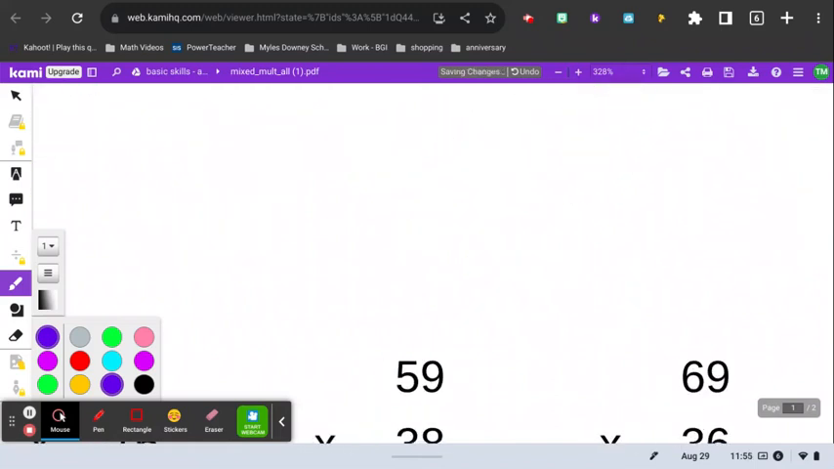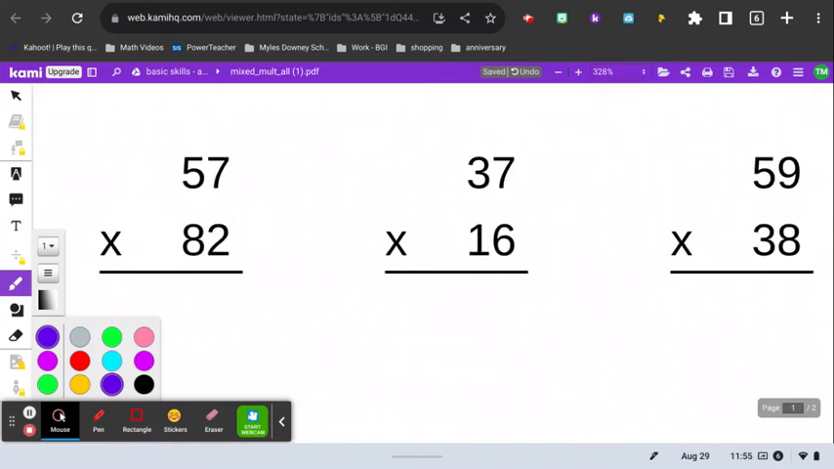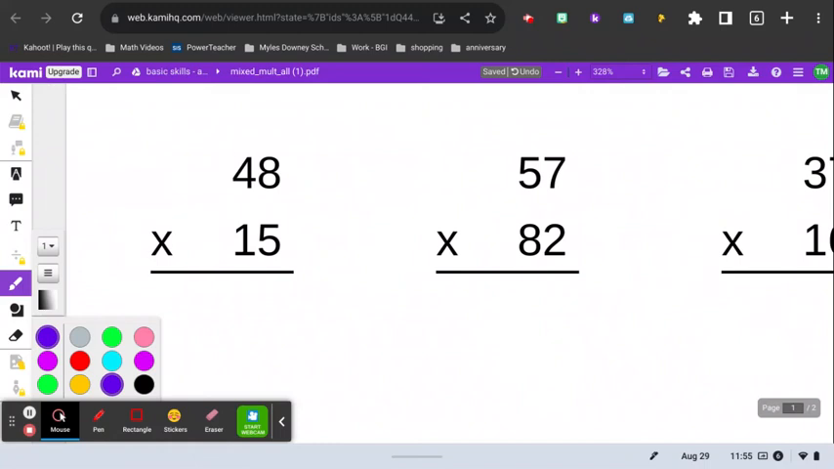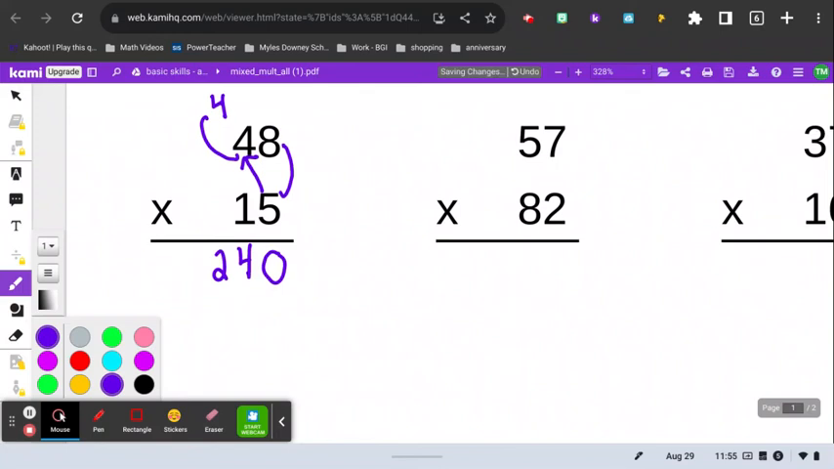Okay, I'm going to move on to the multiplication. First one here, 5 times 8 is 40. 0 here, 4 here. Then we go up to the left. 5 times 4 is 20. Plus 4 is 24. Now we'll put our 0 placeholder.